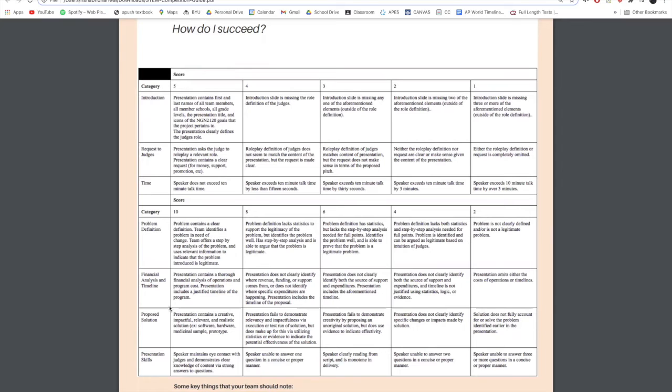Next, a proposed solution. Your solution shouldn't be something overused like solar based calculators. It needs to be something new, innovative. It needs to be something that the judges can get excited about.